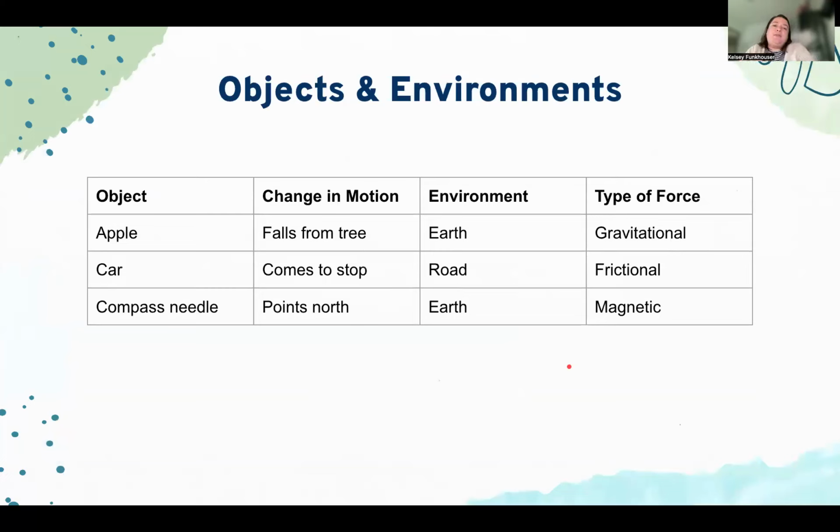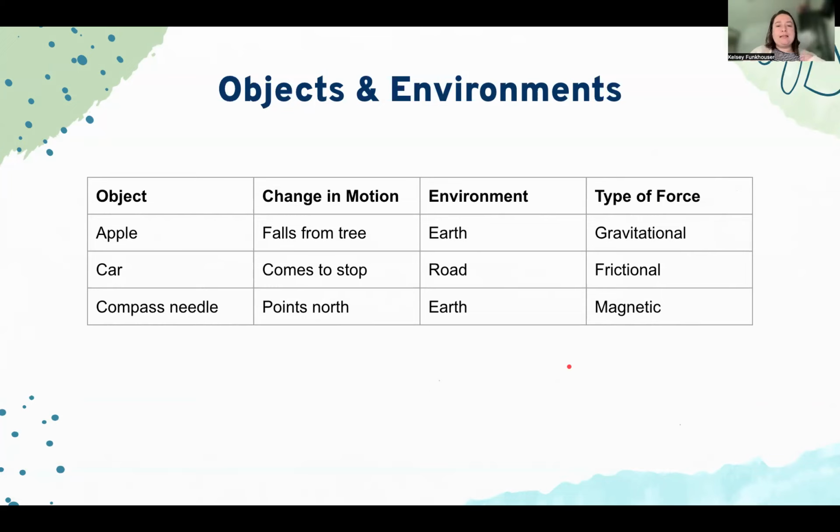Okay, let's talk about these interactions between objects and their environments. So first we have an apple. It falls from a tree. The environment is the earth, and the force acting on the apple is gravitational. Then we have a car that comes to a stop. The relevant environment is the road, and the force is frictional. And finally, we have a compass needle. The needle points north. The relevant environment is the earth again, but this time the force is magnetic.